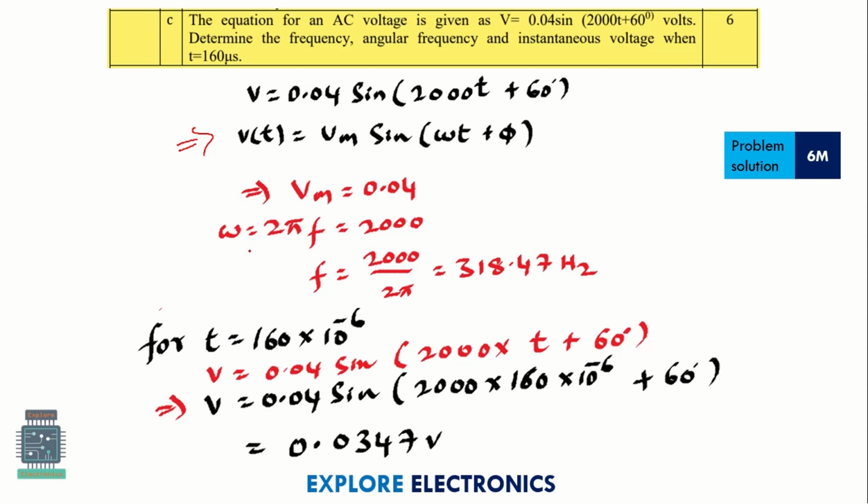And then they have given t is equal to 160 microseconds. By using this, we need to find the instantaneous voltage. We just need to apply the value of t they have given, so we will get the instantaneous voltage. This is the instantaneous voltage, and this is the maximum voltage. So you need to carefully write the expected answer for this question. The complete problem carries 6 marks. If you solve only one part, they may give 1 or 2 marks.